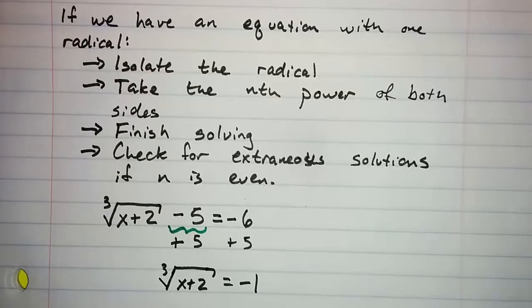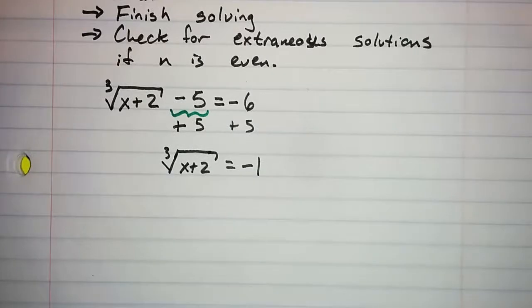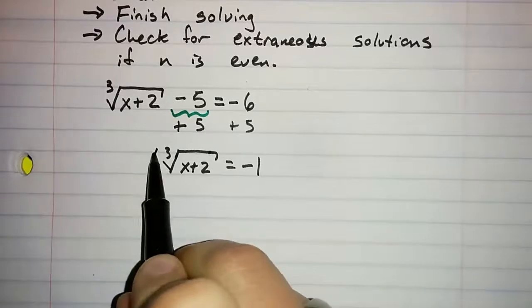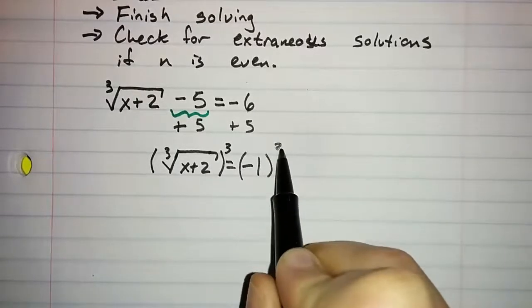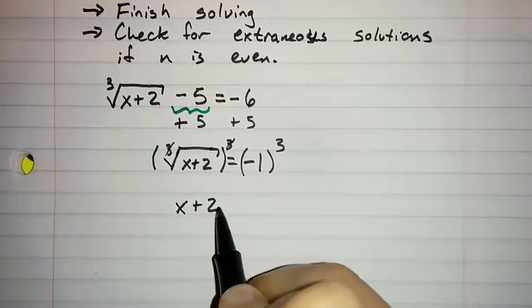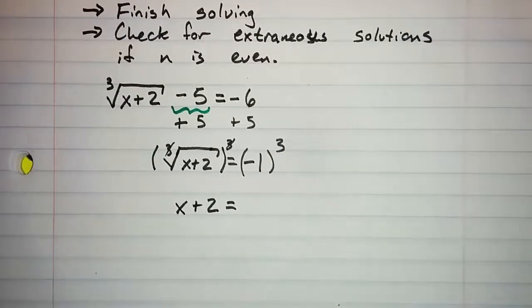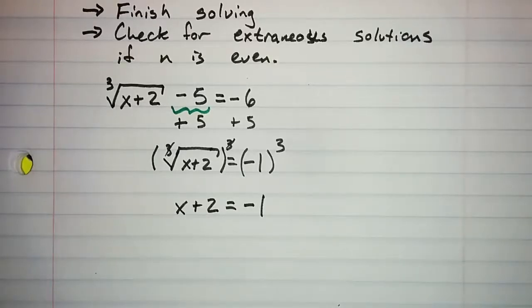Oh yeah, well 3 is odd. Odd roots can be positive numbers or negative numbers. Next, we'll cube both sides. The cube root and the cube will cancel out, and we'll get x plus 2. Negative 1 cubed, that's just negative 1.